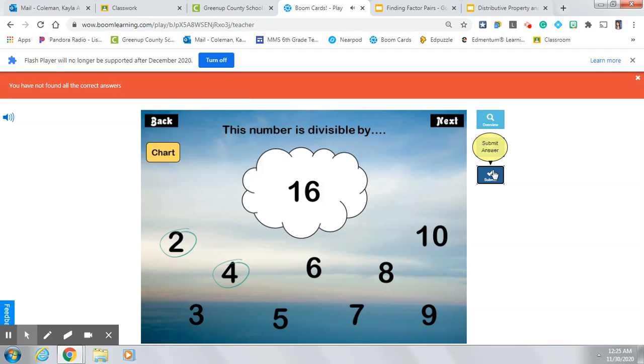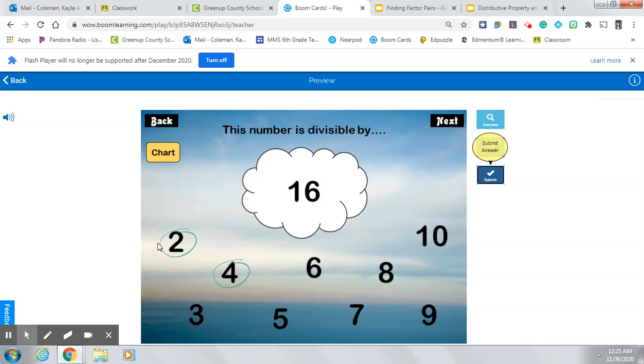And that's telling me that I'm missing one. So I'm going to check my answers again. And I have to find whatever number is supposed to go into 16. And I see an 8 there. I know that 8 times 2 is 16, so I'm going to select the 8. Now I have 3 numbers selected. I'm going to try it again. Now it said I'm correct, and you can go to the next slide.